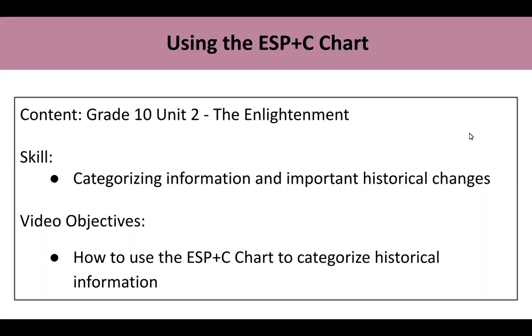I'll be walking you through how to use the ESP+C chart. Today's video will focus on how to use this chart, which can be found in the Grade 10 Historical Thinking Tools and Analysis Strategies document, which is part of the Passport to Social Studies. Content from our examples will come from Grade 10, Unit 2, particularly focusing on the Enlightenment, and I will demonstrate how you can use this chart to help students categorize historical information.